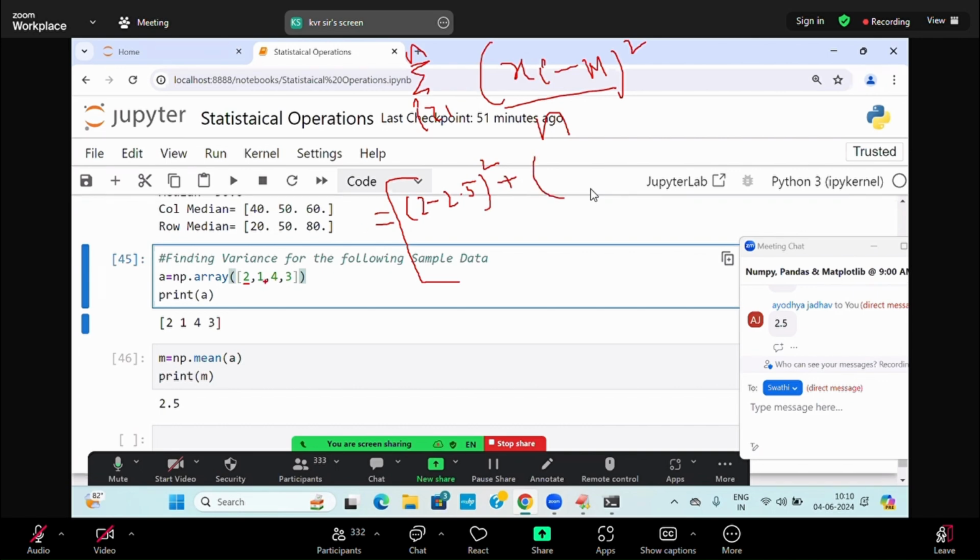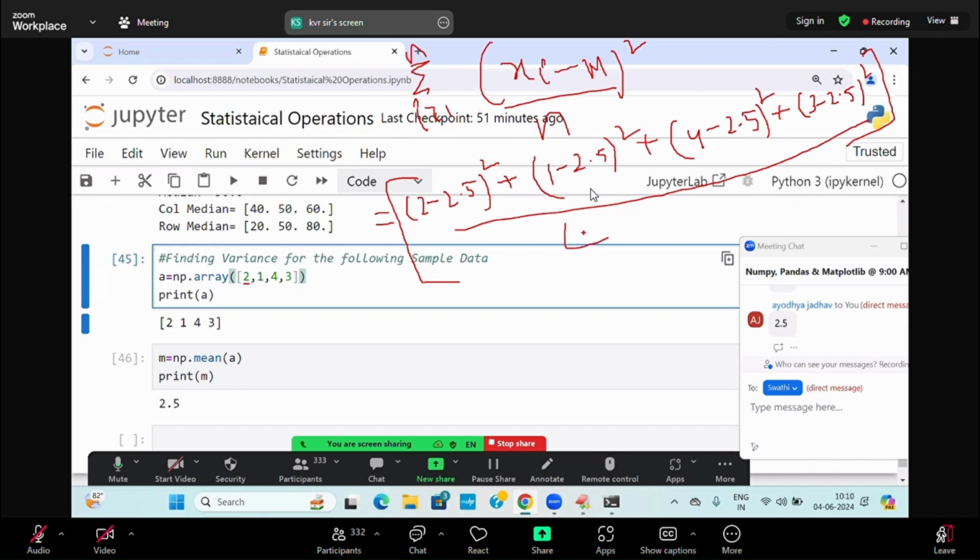What is the next xi? 1 minus 2.5, whole square. Plus what next? 4 minus 2.5, whole square. Plus what next? 3 minus 2.5, whole square, divided by 4. What is this answer now?